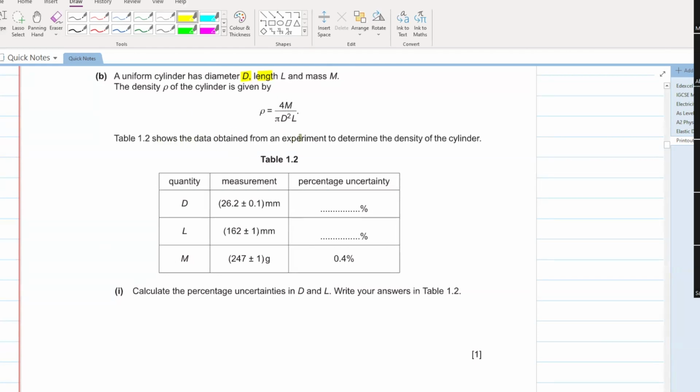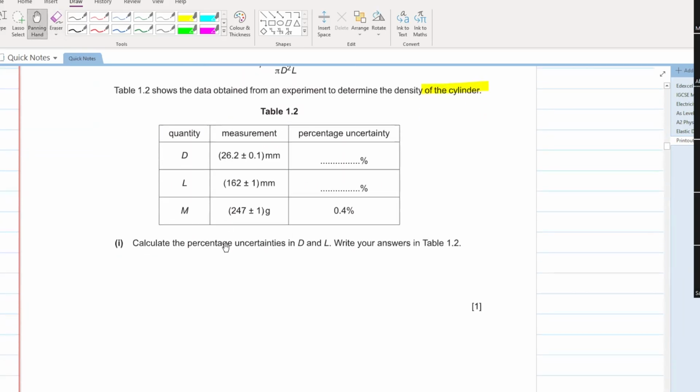Table 1.1 shows data obtained from an experiment to determine the density of the cylinder. You have to calculate the percentage uncertainties. How can you calculate the percentage uncertainty in D? You will take the absolute uncertainty, that is 0.1, divided by the actual value 26.2 multiplied by 100.